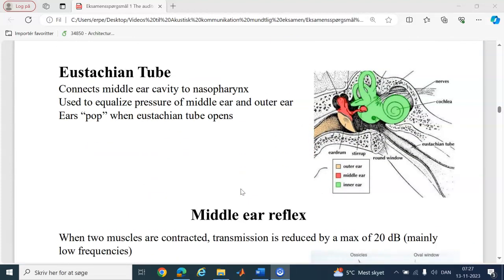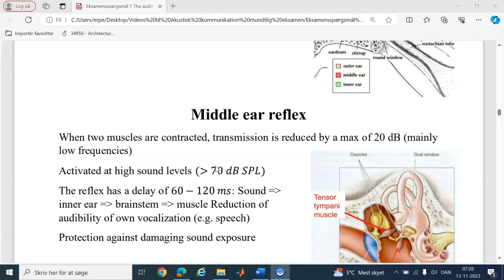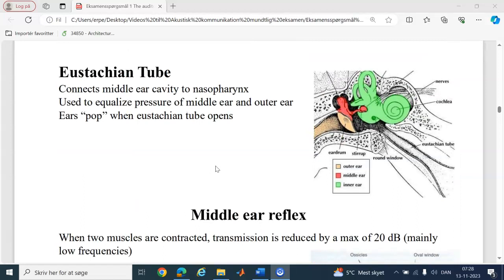The Eustachian tube in the middle ear connects the middle ear to the narrow nasopharynx. What is it there for? It is used to equalize pressure between the middle ear and the outer ear. For instance, when you are flying, your ears pop when the Eustachian tube opens. So there is some equalizing between the inner and outer pressure, between the middle ear and outer ear.